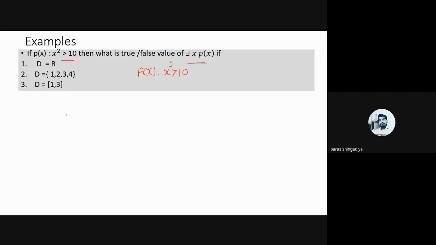So what is the first case? We have domain equal to R, the set of real line. And what is the meaning of truth value of there exists x, P(x)? For at least one value of the domain, if P(x) becomes true, then there exists x, P(x) will be true. And if for all values of the domain P(x) becomes false, then there exists x, P(x) will be false.